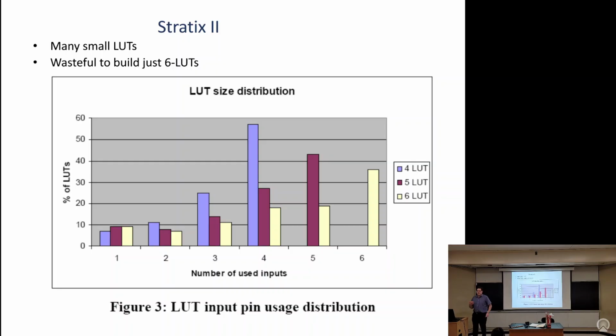If everything you had was like that, then you would just say don't build a 6 LUT. But you do wind up with these clouds of logic with many more inputs, and they can limit your speed. So you'd like to be able to use your 6 LUT there.